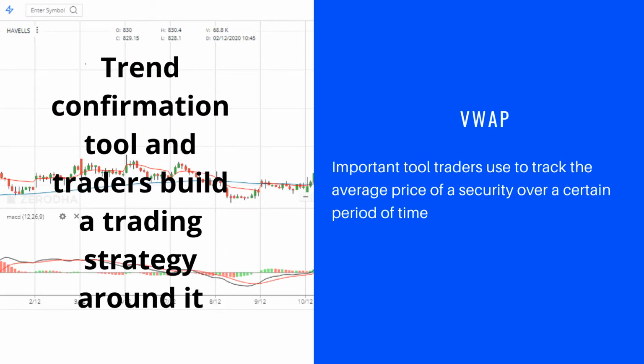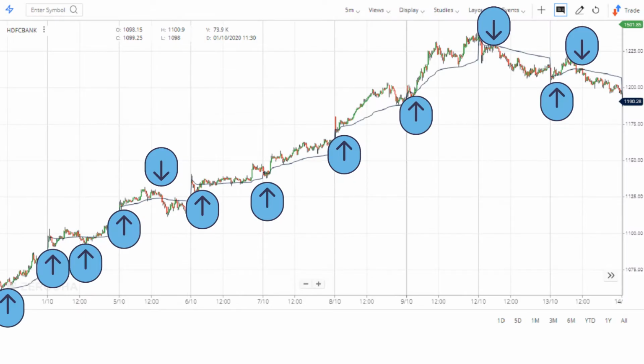So it's an important tool that traders use to track the average price of a security over a certain period of time. Traders and analysts use the VWAP to eliminate the noise that occurs throughout the day, so they can gauge at what prices buyers and sellers are really trading on a stock or the market. So VWAP gives traders insight into how a stock trades for the day and determines for some a good price at which to buy or sell.